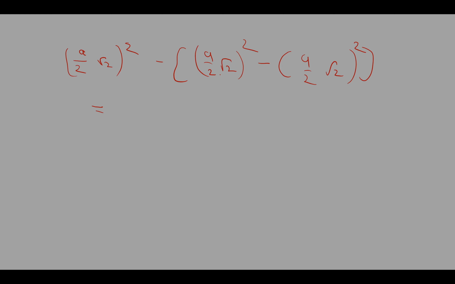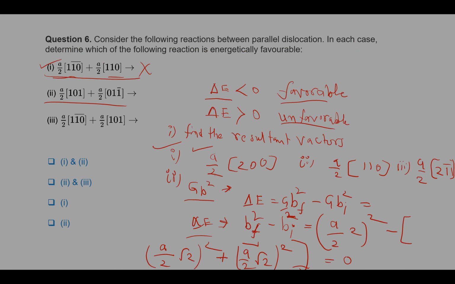It will come like, the answer will become like a square by 2, and it will be in minus, because two negative values are there and one positive. After they cancel out, it will be negative. So the energy will be lesser than 0. So this is favorable. So option 2 will be favorable. Which one? This is favorable.